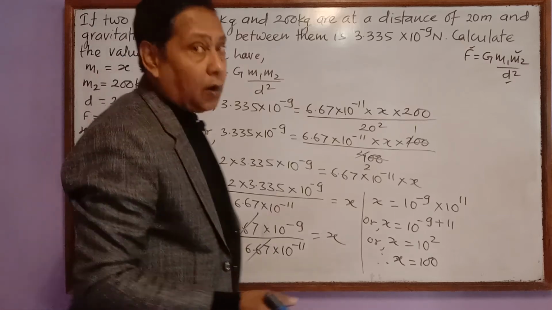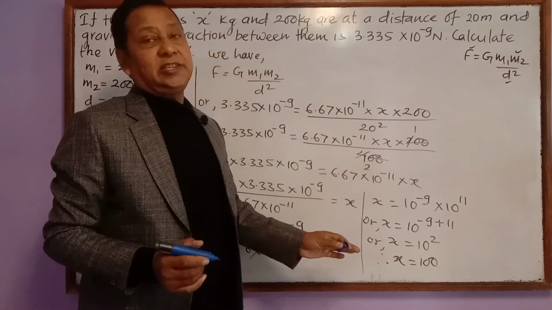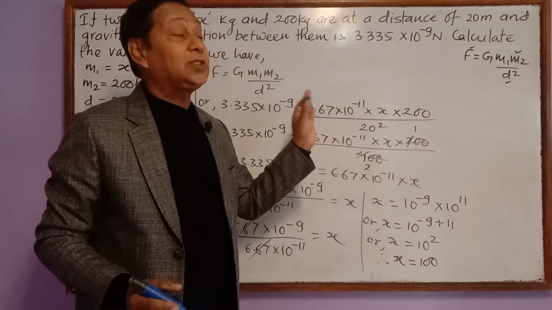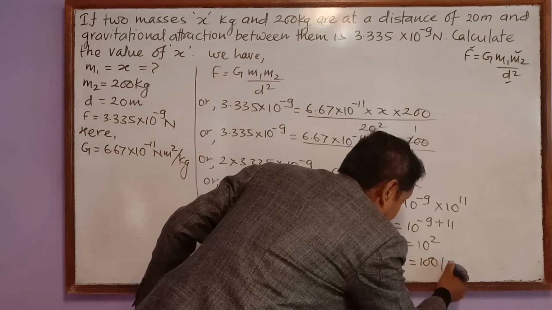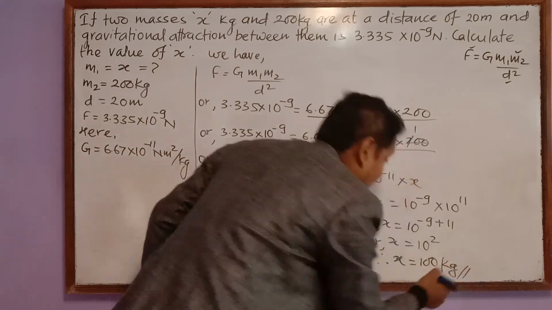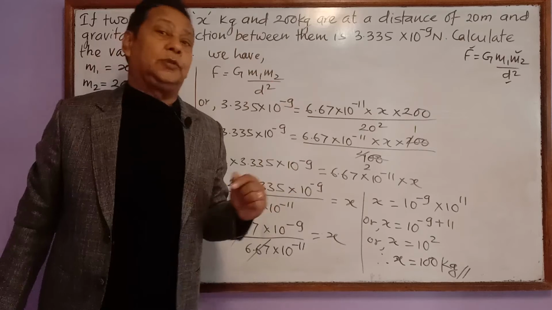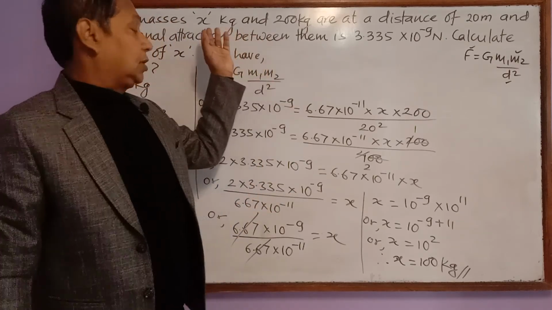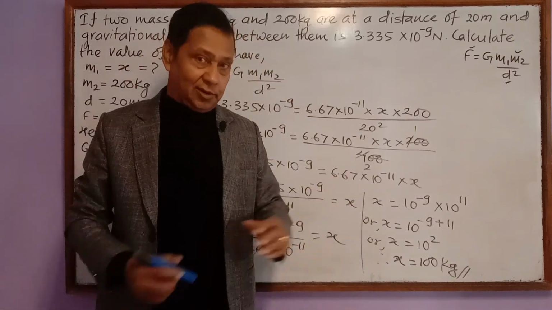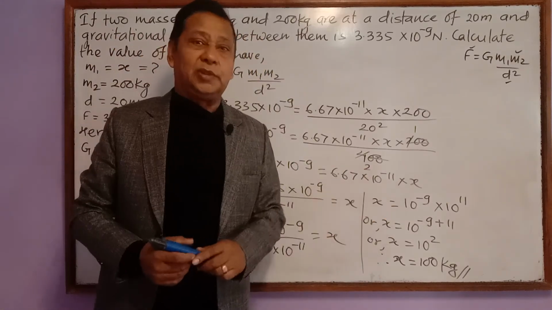In this case, all the quantities are taken in SI system. X is mass in this case. That's why mass is measured in kilogram in SI system. So the answer comes in kilogram. This way, among those two masses, one was given, and another mass is found to be 100 kilogram. This way we can solve the numerical problem.